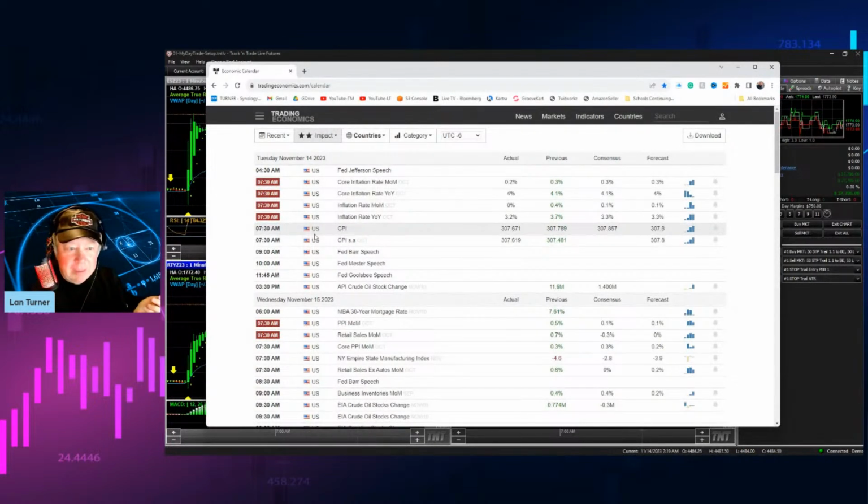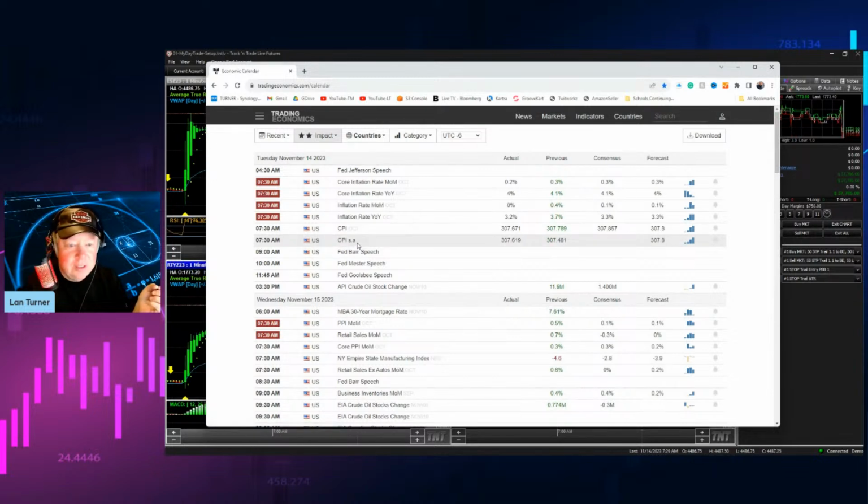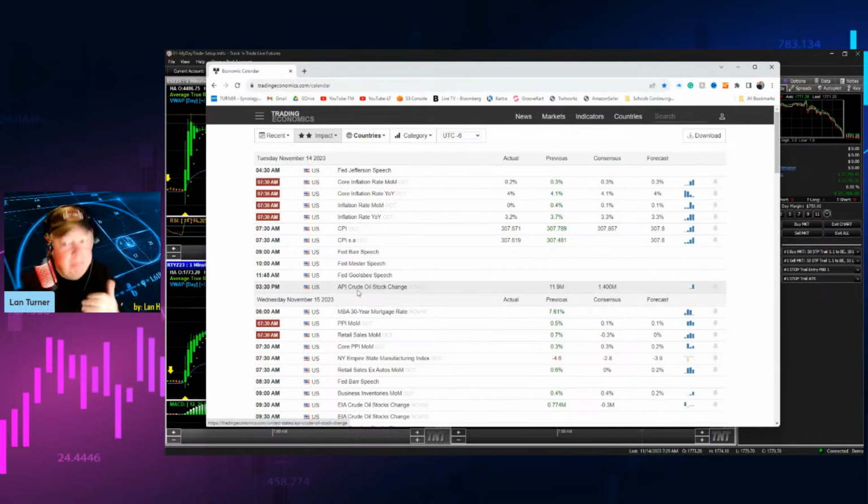So we got some more. 7:30, we got CPI coming out. I'm not sure the difference between SA and CPI. And then at 9 o'clock, we got Fed Barr speech. 10 o'clock, we got Fed Musalem speech. Then at 11:45, we got Fed Goolsbee speech. And then at 3:30 this afternoon, we got crude oil. So today is going to be a big day. The market is going to rock and roll all day long. So if you're a day trader, you're going to have a good time today.